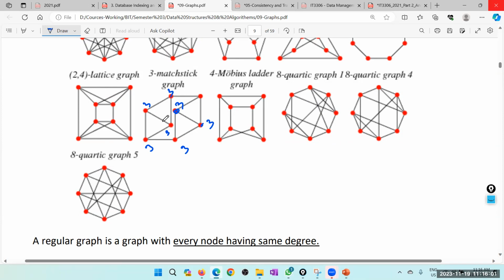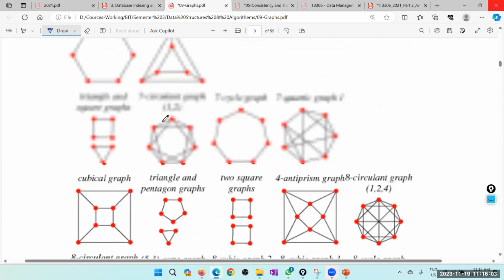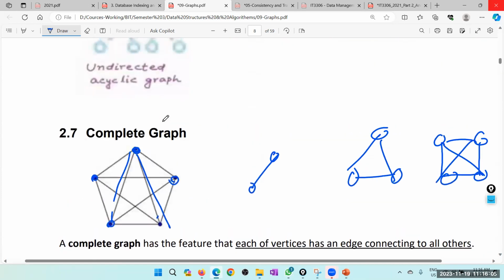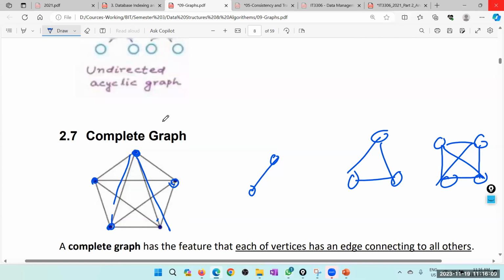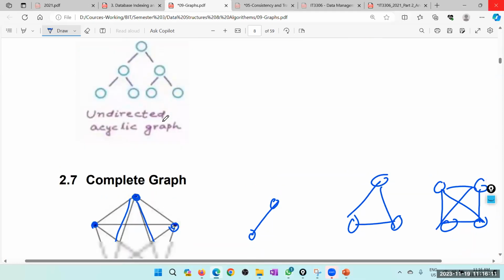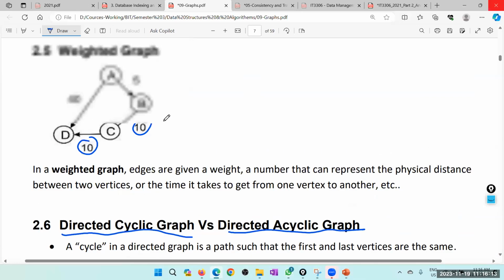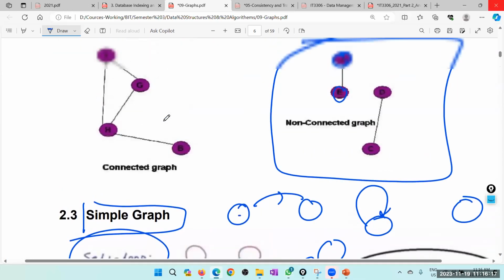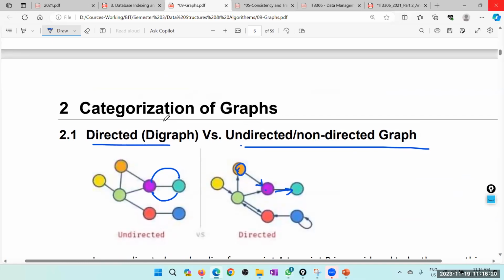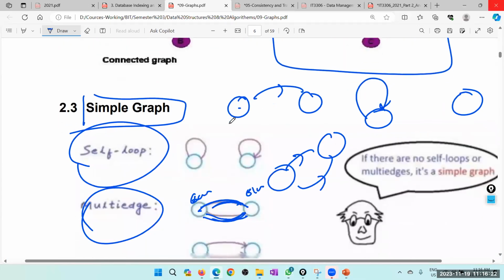Only thing is you have to remember those things as well, right? Regular graph, complete graph, acyclic, directional acyclic graph, directional cyclic graph. So many different words are there, okay? Weighted graph, multi-graph, simple graph, connected graph, okay?